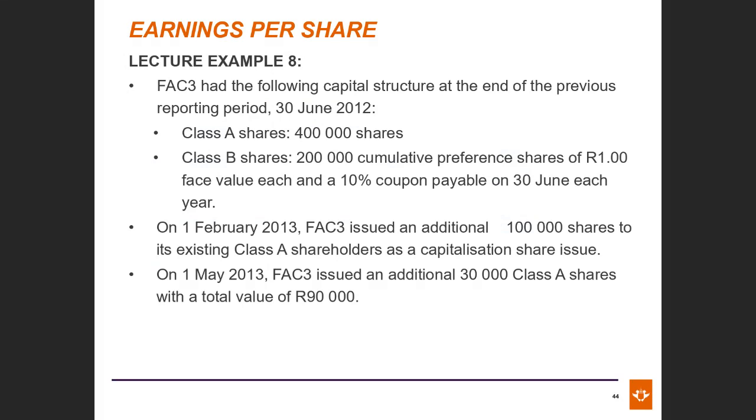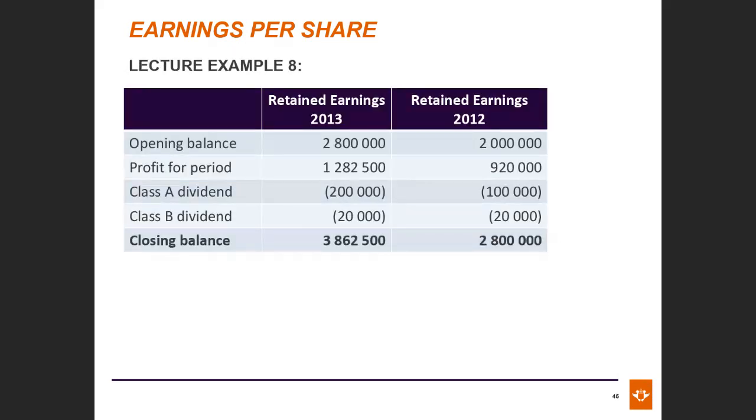Let's just see. So the Class B shares are cumulative preference shares. Okay, so when we have cumulative preference shares, remember that when we calculate our basic earnings and we have cumulative preference shares, these need to be deducted when calculating our basic earnings. So that is what they've done here, okay?